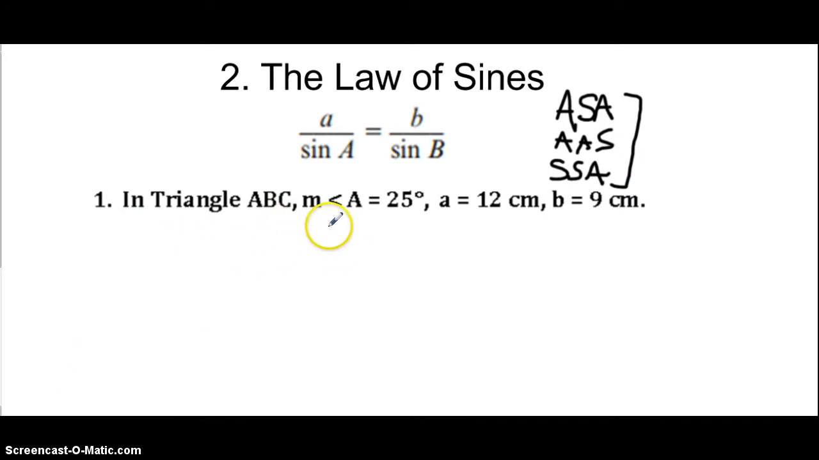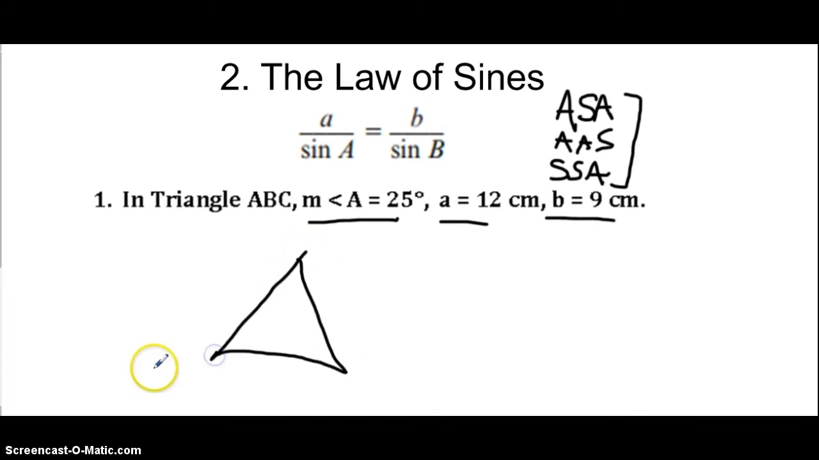So in triangle ABC, the measure of A is 25 degrees, the side A is 12, and side B is 9. How are we going to solve this? Well, first thing to do is to draw our triangle, all right? And we can just arbitrarily label ABC. Doesn't matter where you put it, A, B, C. We know this angle is 25 degrees, all right? We know this side 12. Remember, it's very important how you label things. Side A is 12, and B is 9.